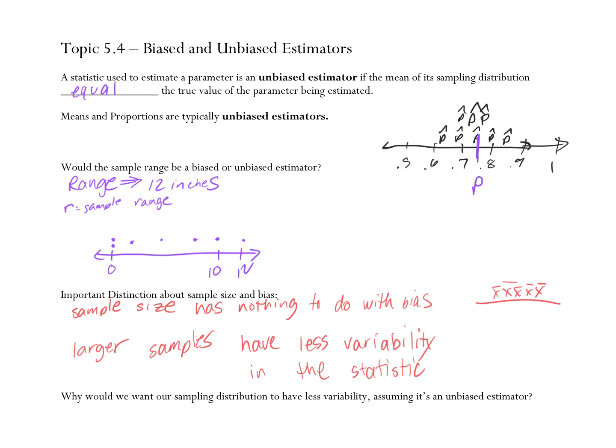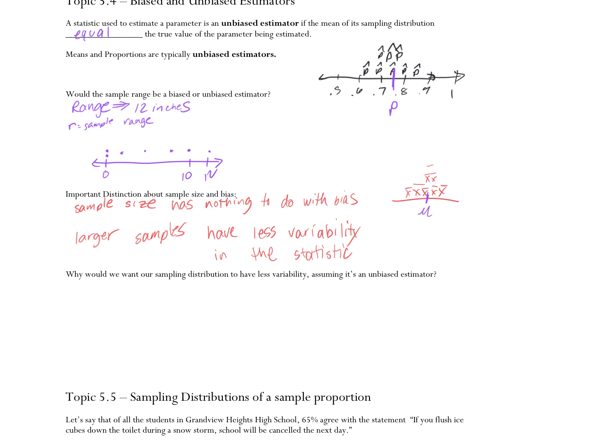Now, yesterday we looked at a distribution of X bar, and today we're looking at X bars and P hats. The mean of the X bars is mu, and the mean of the P hats is P. And the reason that in a standard statistics course we deal with X bar and P hat is because they are unbiased estimators. That's why we choose them to begin with.